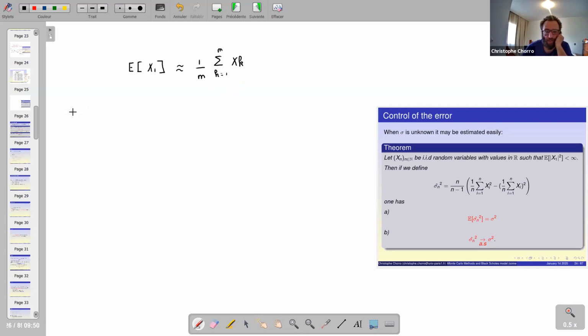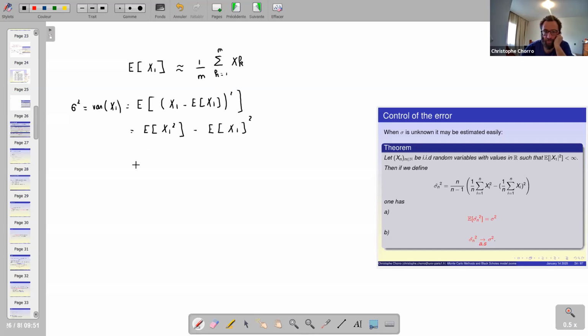So suppose that you are interested in sigma square, that is the variance of x1. What is it? It is the expectation of (x1 minus the expectation of x1) square. Something that I can also write as expectation of x1 square minus the square of the expectation of x1.